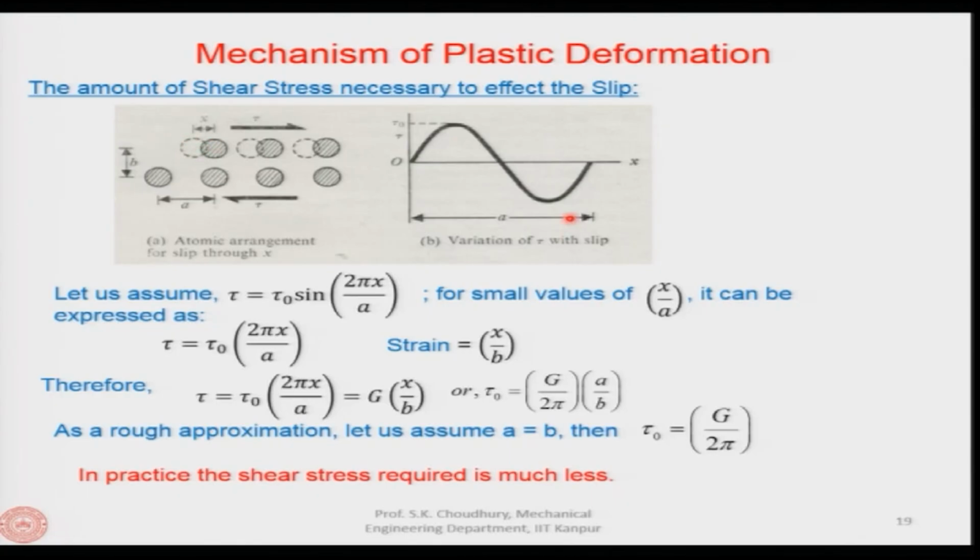Now, we will define what should be the value of tau 0, the maximum shear stress that has to be applied to affect the slip, in our next session.